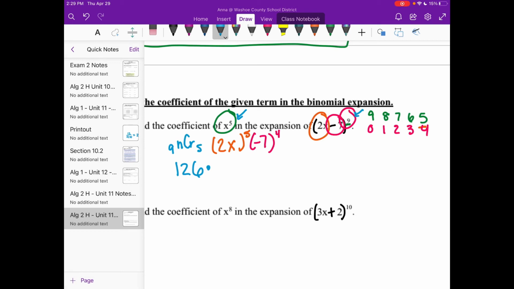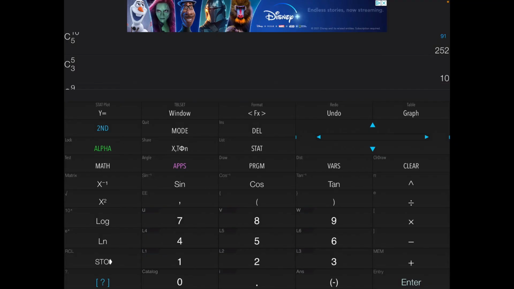And then I'm going to multiply it by whatever I get right here. So I have to do 2 to the 5th. Well, I know 2 to the 5th is 32. X to the 5th is just x to the 5th. And then negative 7 to the 4th. That is a huge number. I already put it in my calculator earlier. It's going to be 2,401. Yikes. Okay. So really, really, really big number right here because we have to do 126 times 32 times 2,401. Oh my gosh. And that's going to be our coefficient.